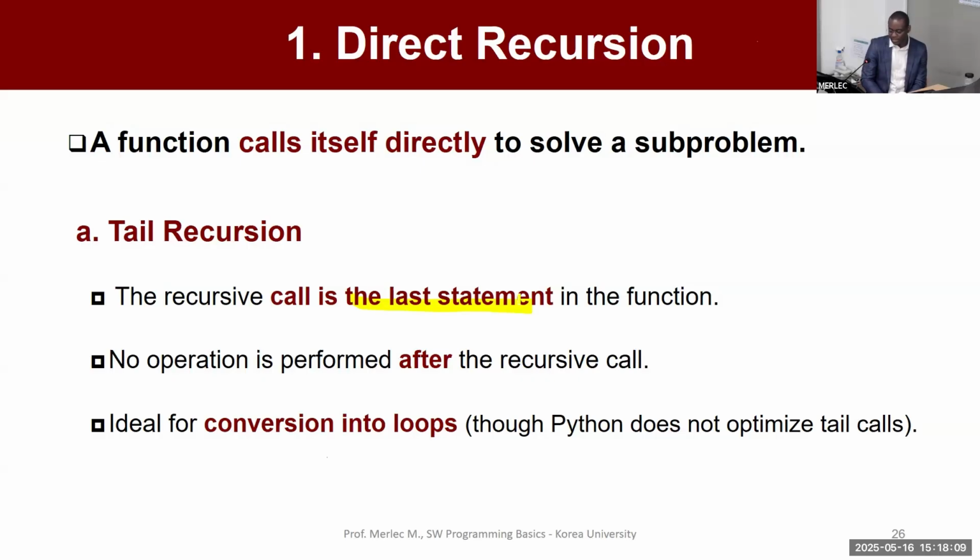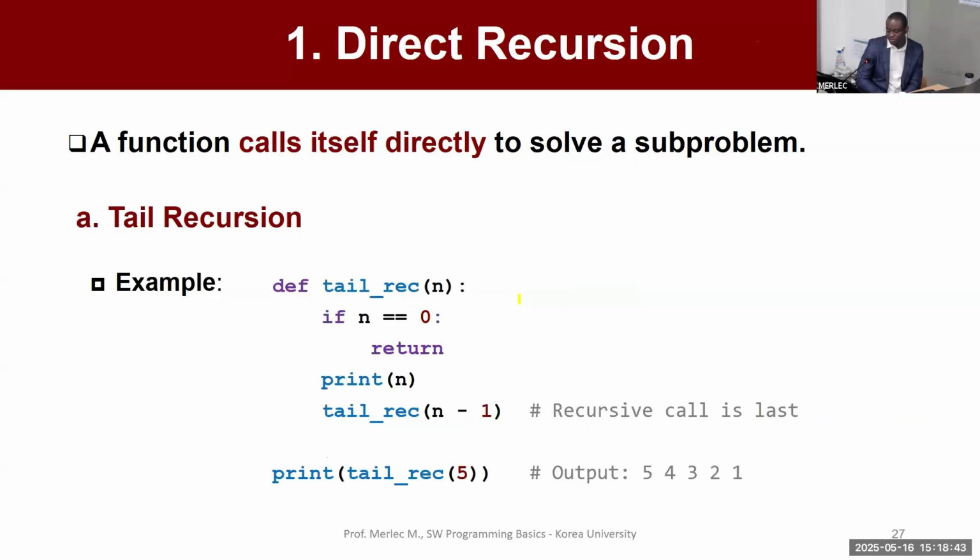And the idea is for conversion into loops. If it's like that, you can convert it into a loop. It will be easily implemented in a loop. As we have mentioned, loops are more efficient and they use fewer resources. Although, Python doesn't provide any optimization approach for tail calls. So be aware of that and choose the best way to implement it.